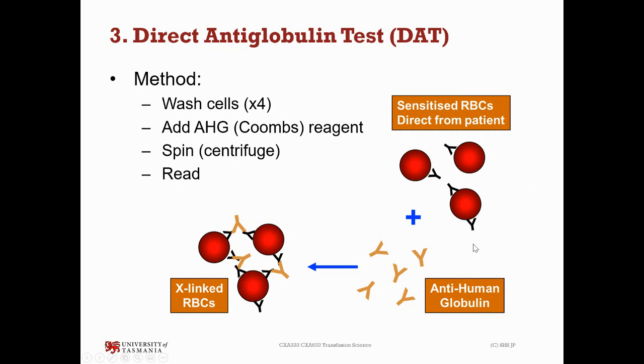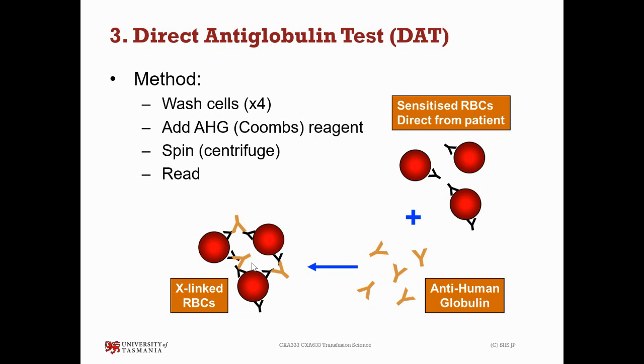Then we add our anti-human globulin reagent. Then we centrifuge to help overcome the zeta potential and get the cells closer to each other so that they're easier to cross-link by the anti-human globulin. And then we look for agglutination. Very easy, very straightforward test.